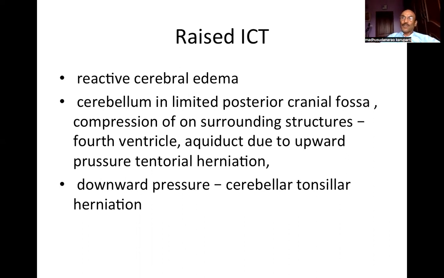With rising pressure in the posterior cranial fossa, there could be displacement of the structures upwards as well as downwards. Upward pressure results in compression of the lateral ventricles, and pressure anteriorly results in obstruction of the fourth ventricle. If there is increasing pressure pushing the structures downwards, it results in devastating cerebellar tonsillar herniation.